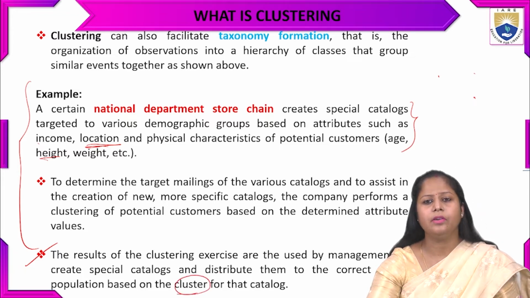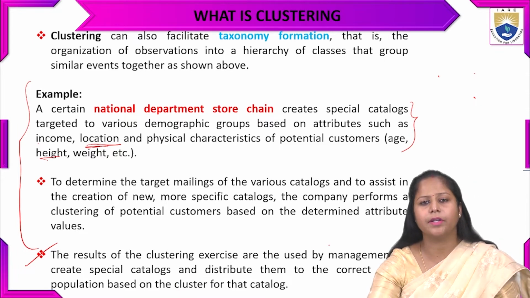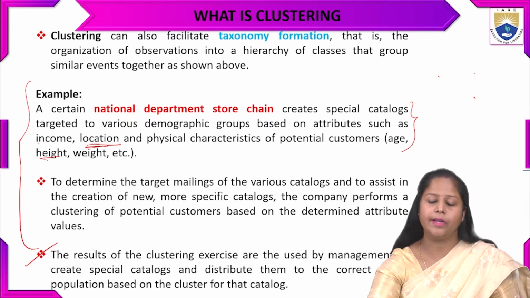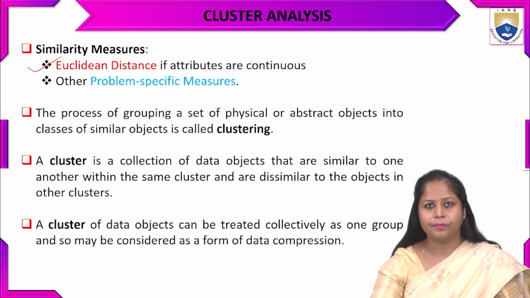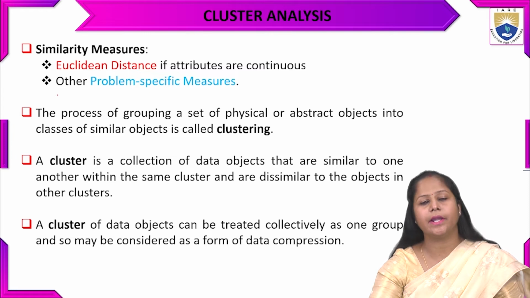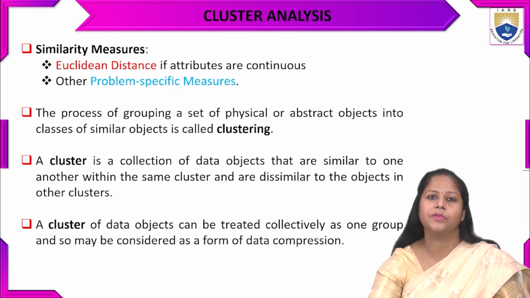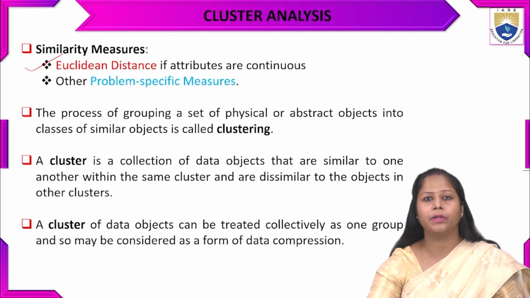There are many catalogs. So here we will have some type of groups. For them we have to cluster on the basis of potential customers and the basis of attribute values. So here we come into cluster analysis. The first thing we will measure is the similarity of two objects. For the similarity measure, we need to calculate the distance between both objects.